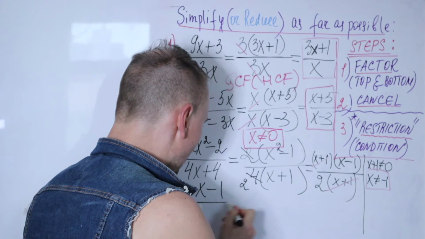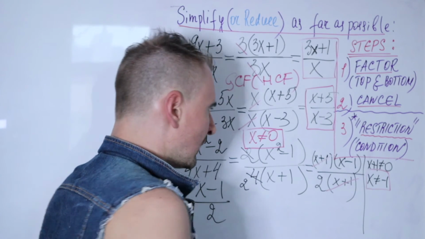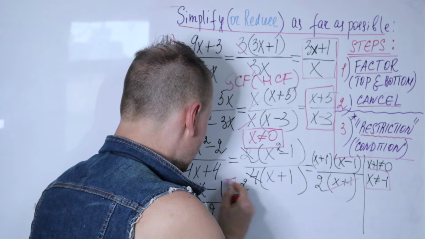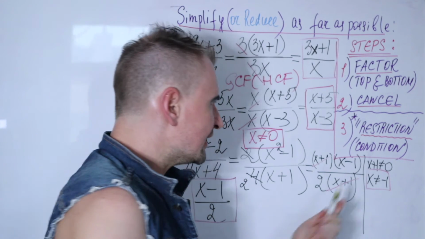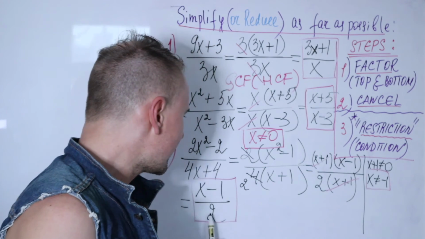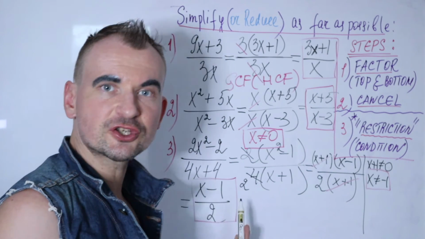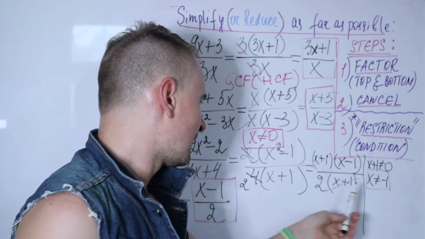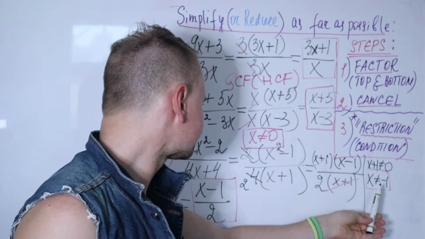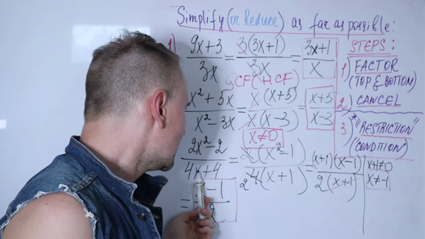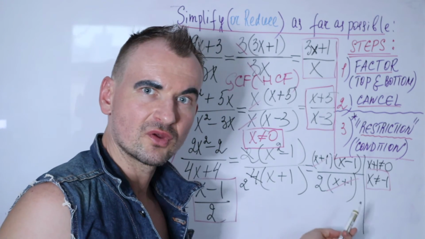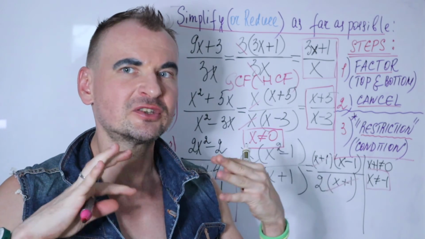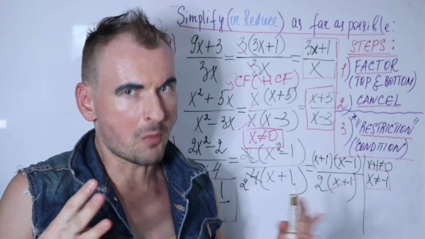Now, moving on, after cancellation, you write your final answer, and we will be left with just x minus 1 on top and 2 on bottom. So this x plus 1 disappeared. And again, if you plug in this -1 over here, nothing is wrong. It's totally fine, it's totally valid. But when you plug in your -1 over here, it becomes 0. So that's why this -1 has to be thrown out, tossed out from your domain.